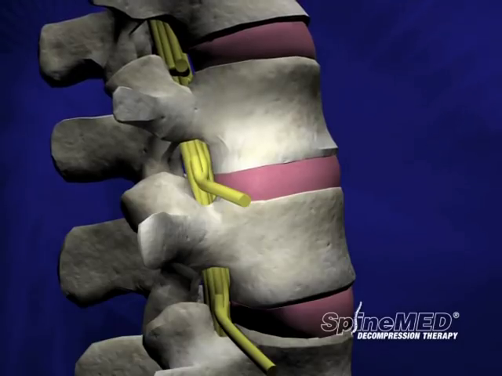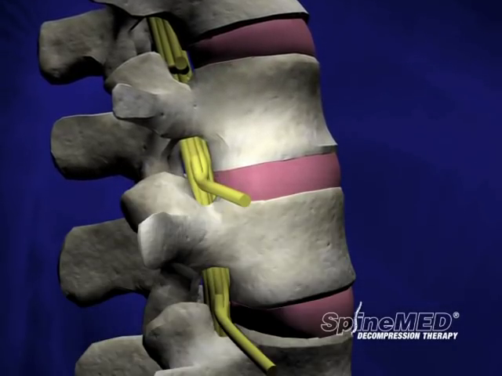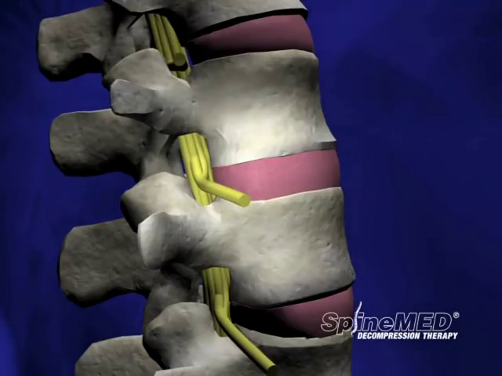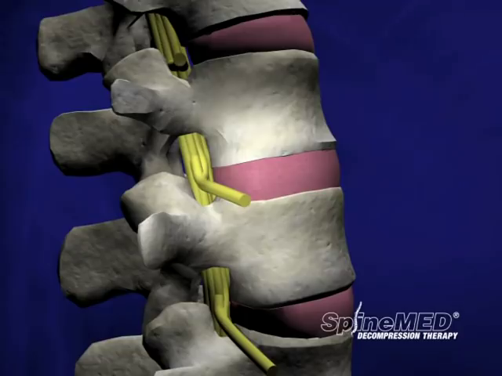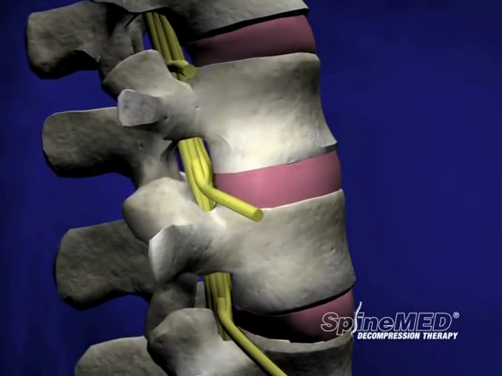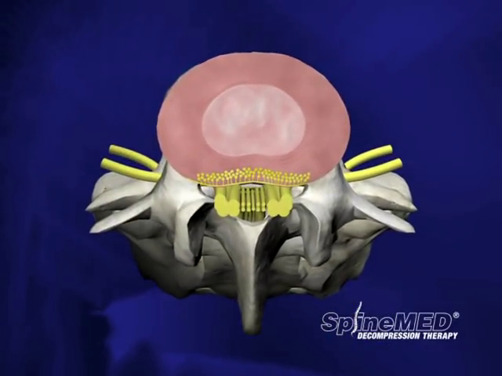The discs serve three primary functions. They act as shock absorbers to prevent compression fractures of the vertebrae. They provide mobility to the spine, allowing it to bend and twist. And they separate the vertebrae, allowing nerve roots to branch off from the spinal cord and travel to the rest of the body. Let's take a closer look at a healthy intervertebral disc, this time looking down on it from above.